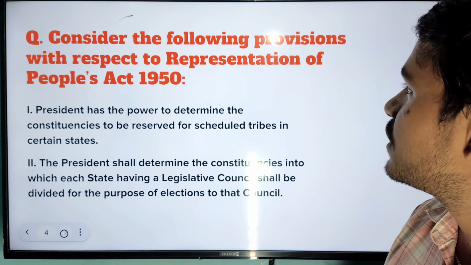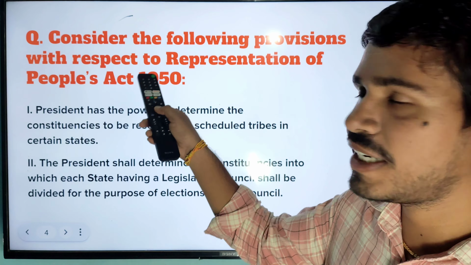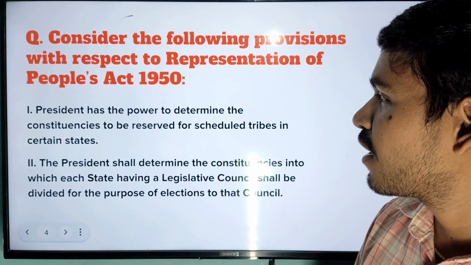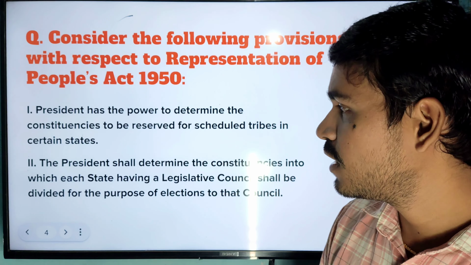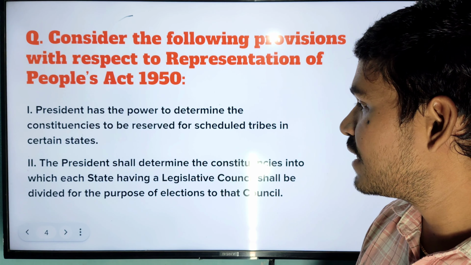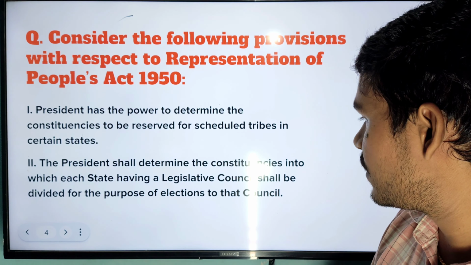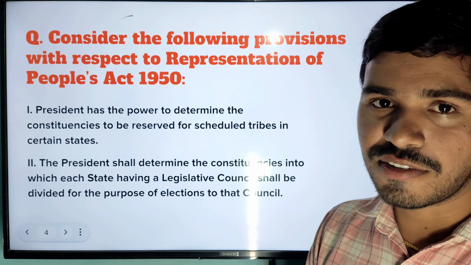Consider the following provisions with respect to the Representation of the People Act 1950. So remember, it is 1950. First statement: the President has the power to determine the constituencies to be reserved for scheduled tribes in certain states. Second statement: the President shall determine the constituencies into which each state having a legislative council shall be divided for the purpose of elections to that council.